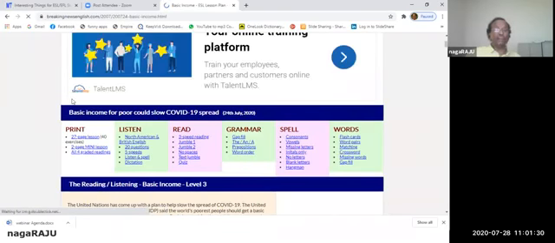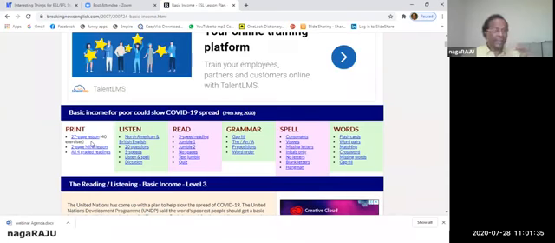I'm not sure what more details there are about it, but let me see. Okay, what do I find here? I can use this news item to print, to listen, to read, to build grammar skills, to build spelling skills, to build vocabulary, and a lot more. This is only minimal. So one news item can be used by the teachers for 100 different things.